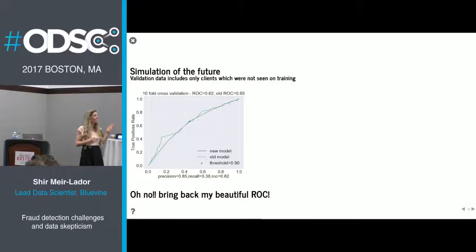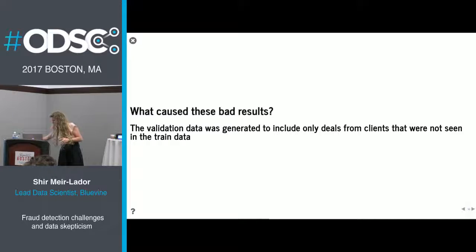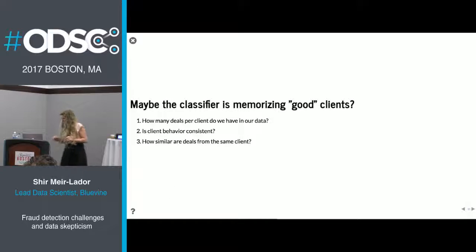But this led me to believe that this is really the problem, that the models somehow get messed up because I have deals from the same client. And instead of learning what is a good deal, it just learned to recognize specific clients. Now, let's see if that's really correct. So, as I said, maybe the classifier is memorizing the good clients.